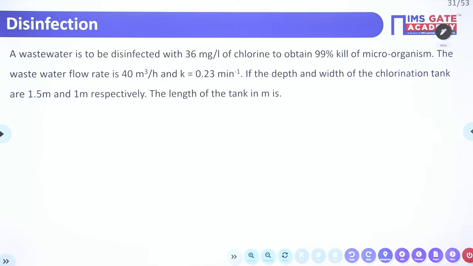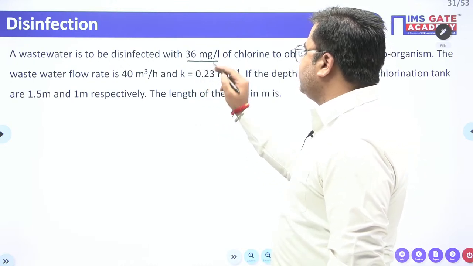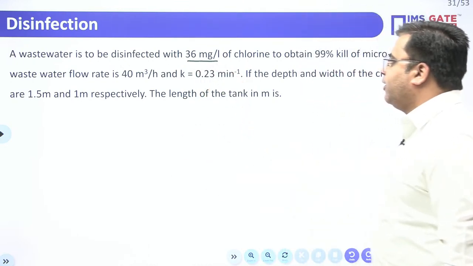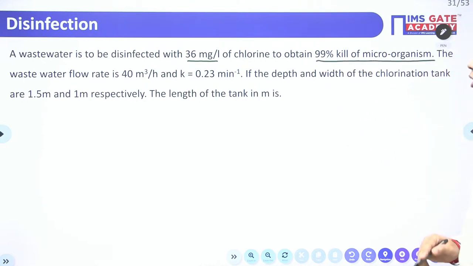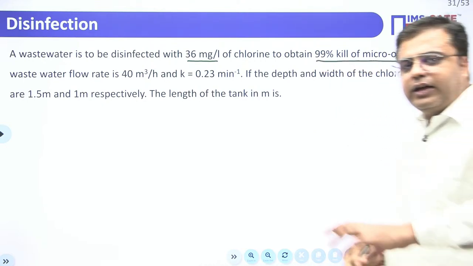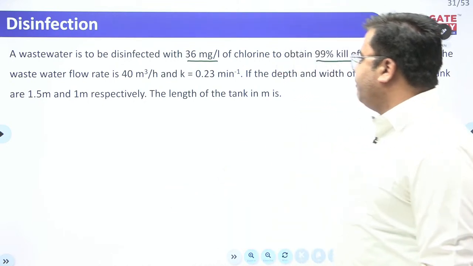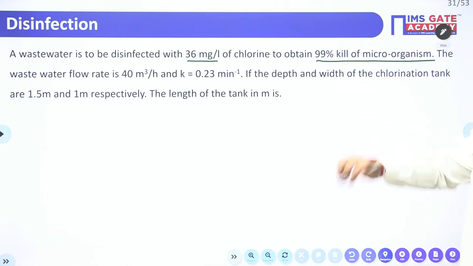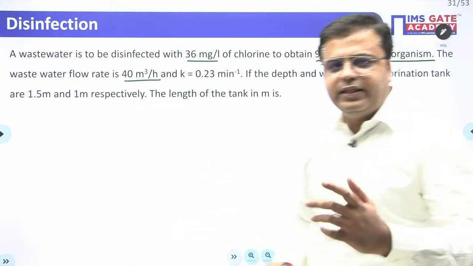Moving on, we have a question which says that a wastewater is to be disinfected with 36 milligram per liter of chlorine to obtain 99% kill of microorganisms, right? If the chlorine concentration is maintained as 36 milligram per liter, the 99% killing of microorganisms is going to happen. The wastewater flow rate is 40 meter cube per hour. We are given the discharge.